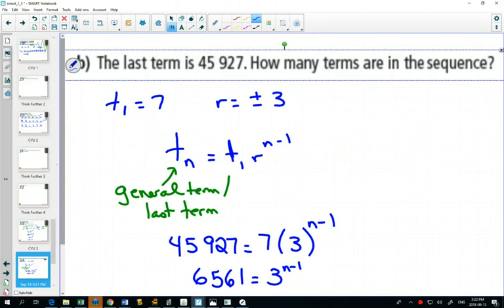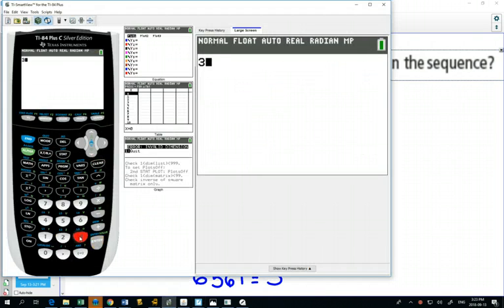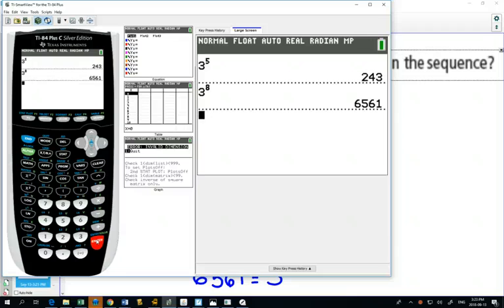And unfortunately, you won't learn an algebraic way to solve this until next year. So the best you can do is check if 6561 is a power of 3. How would you do that? You would take a guess. 3 to the 5? Nope, not big enough. 3 to the 8? Yes. Nice.